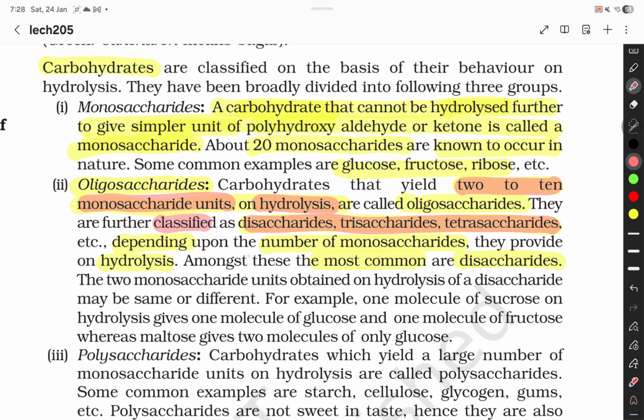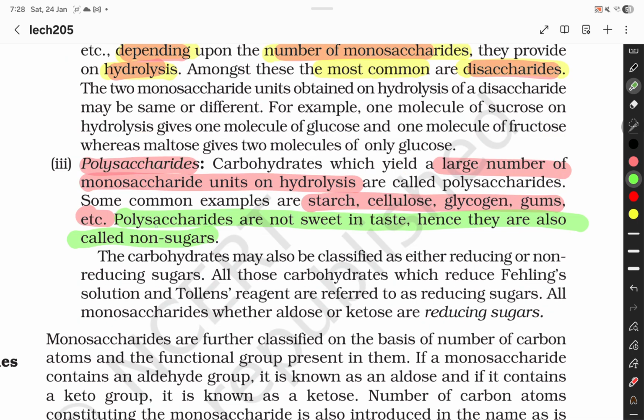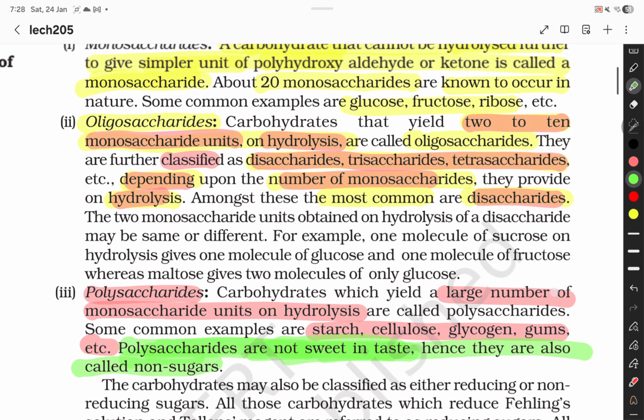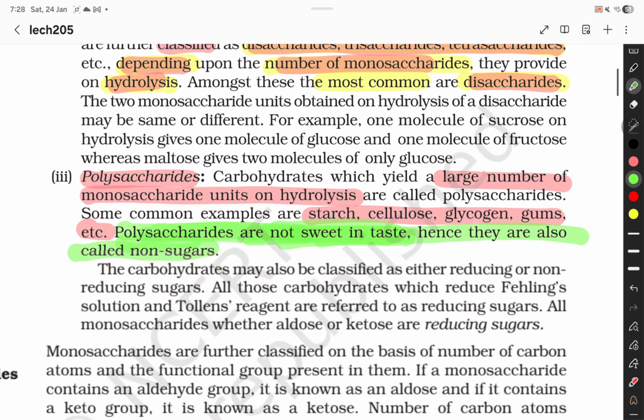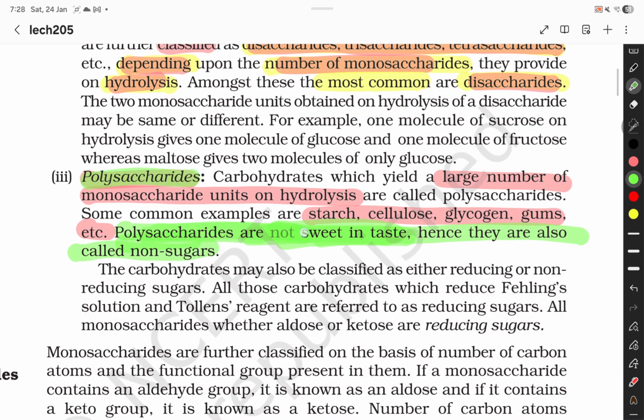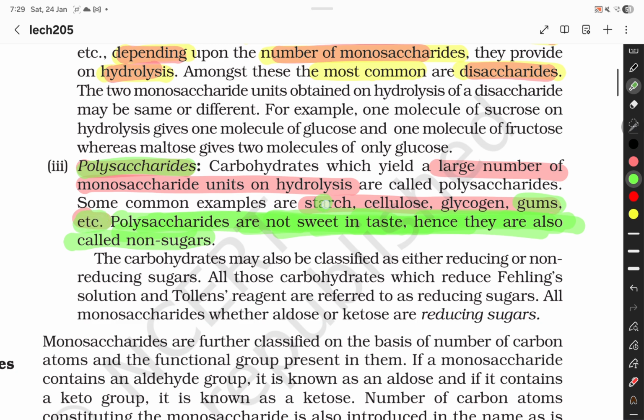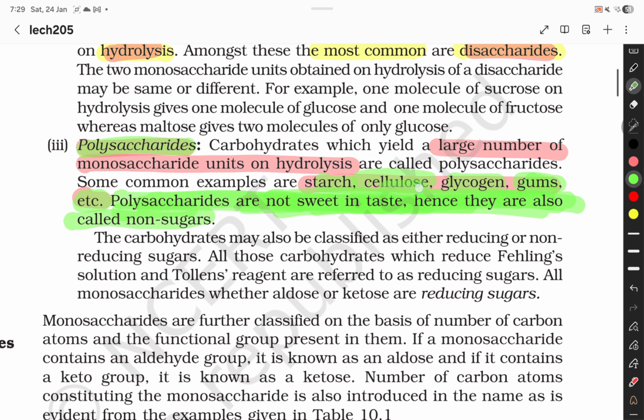It basically depends on the number of monosaccharides formed on hydrolysis. Most common is disaccharide. Polysaccharides are not sweet in taste. Oligosaccharides or monosaccharides may be sweet in taste, but polysaccharides are not sweet in taste. Please make sure you mark this up, because you can relate it like this. Examples are gum, starch, cellulose, glycogen, and I don't think cellulose is going to taste sweet.